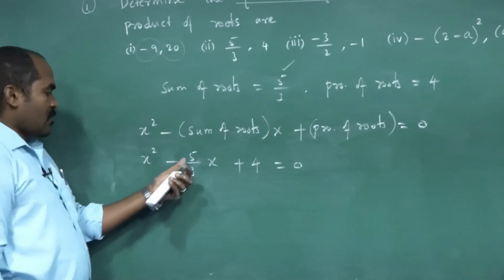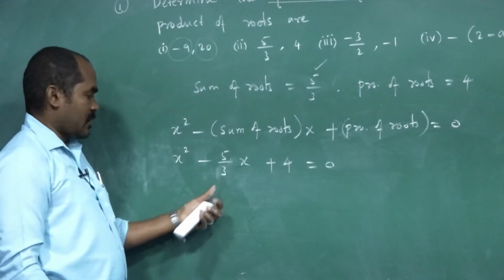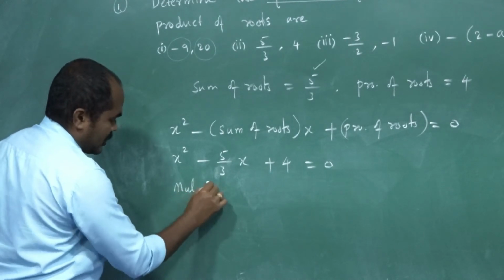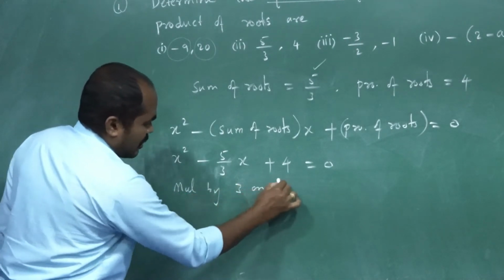Look here, 5 by 3 is a rational number. The denominator is 3, so multiply by 3 on both sides.